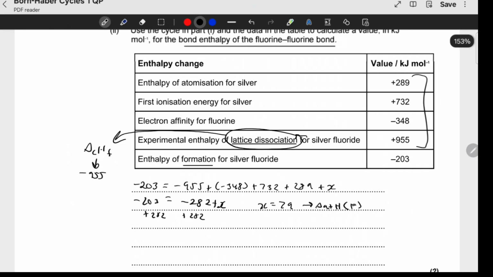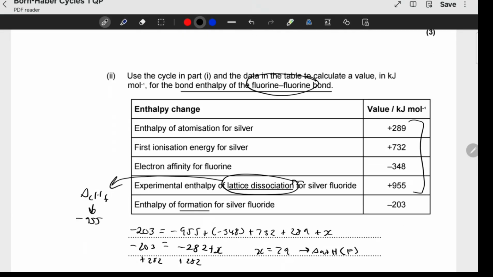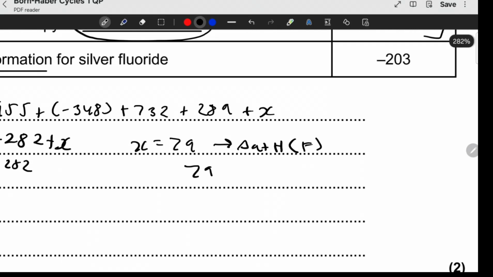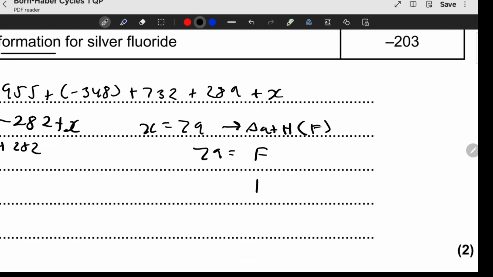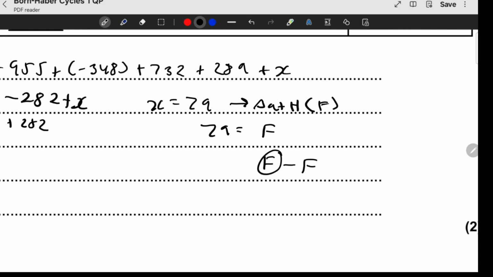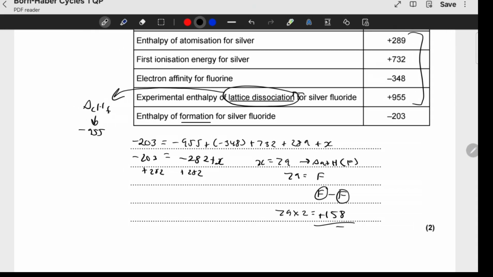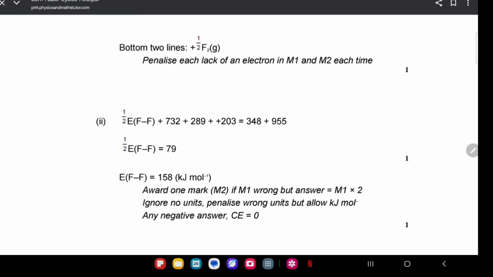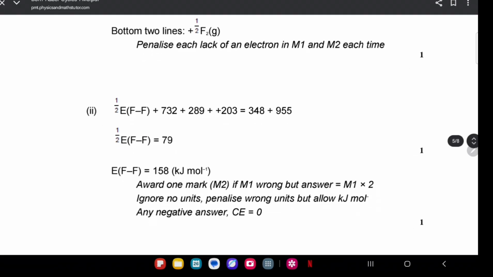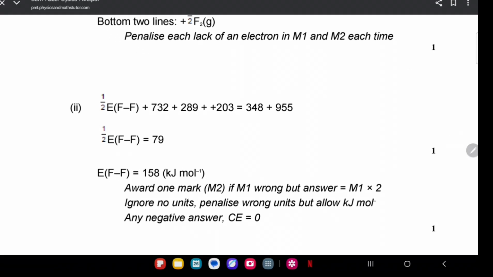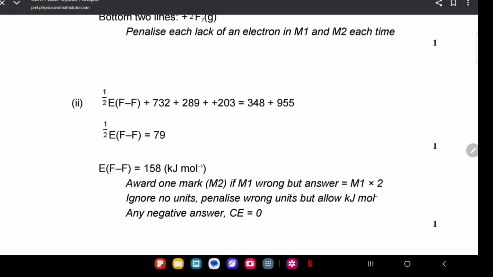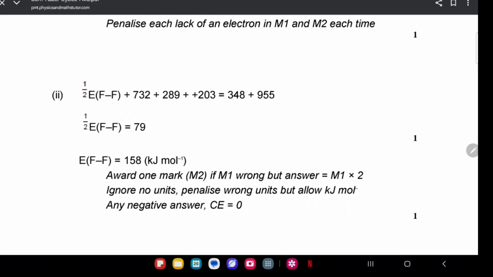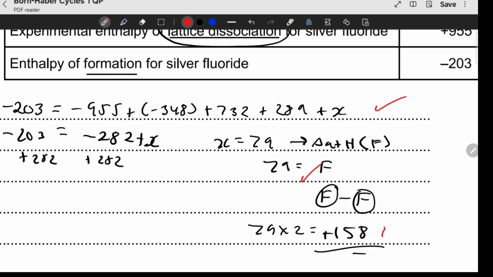But we haven't finished it yet because they want the fluorine bond. And this 79 equals 1 fluorine. They want a fluorine to fluorine bond. There's 2 fluorines. So we do 79 times 2. And that is 158. Okay, and then that's correct. We can check the mark scheme. Okay, so we can see in the mark scheme that we get a mark for working it out, the calculation. And then we get a mark for 79. And we get a mark for 158. So we get our marks right here.